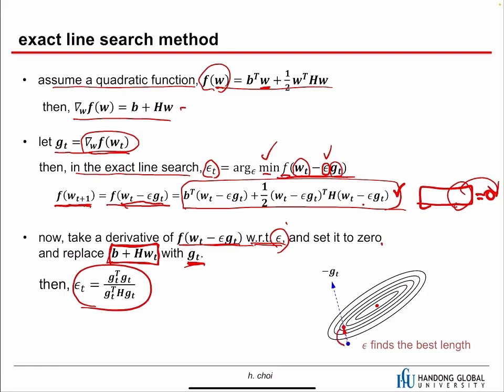Again, we found this gradient based on this one. So now we know where to go, and the question is how much to go. Epsilon defines the best length. We are not talking about the direction here anymore.